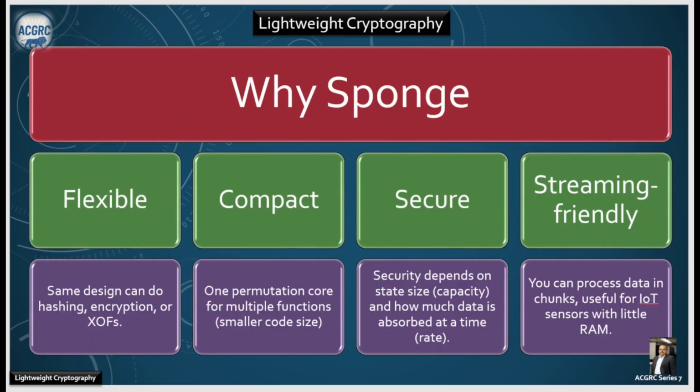So, why sponge? Well, sponge is flexible, compact, secure, and streaming friendly. When you say flexible, it's the same design, it can do hashing, it can do encryption, or it can do XOF. It's compact because one permutation core is used for multiple functions. It has a smaller code size. It's secure because security depends on the state size, the capacity, and how much data is absorbed at a time. You can process the data in chunks, which is useful for IoT sensors where we have very little RAM.